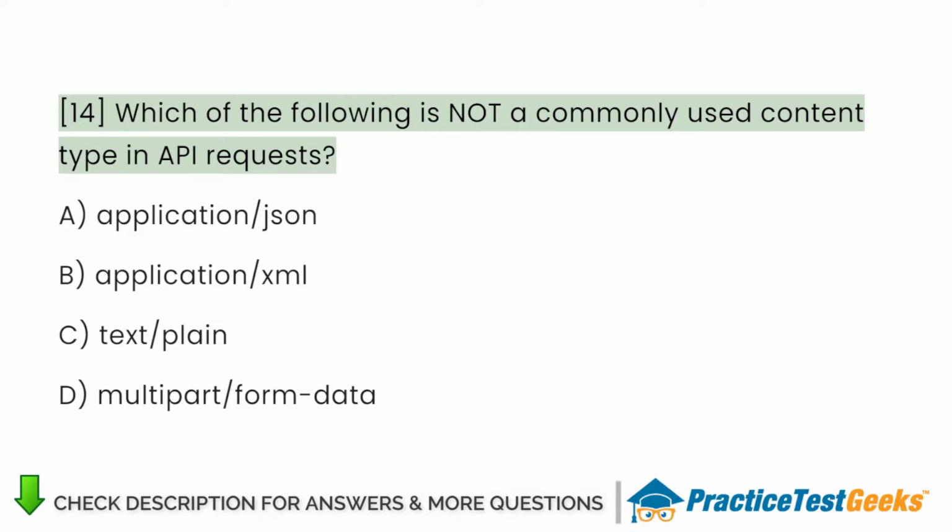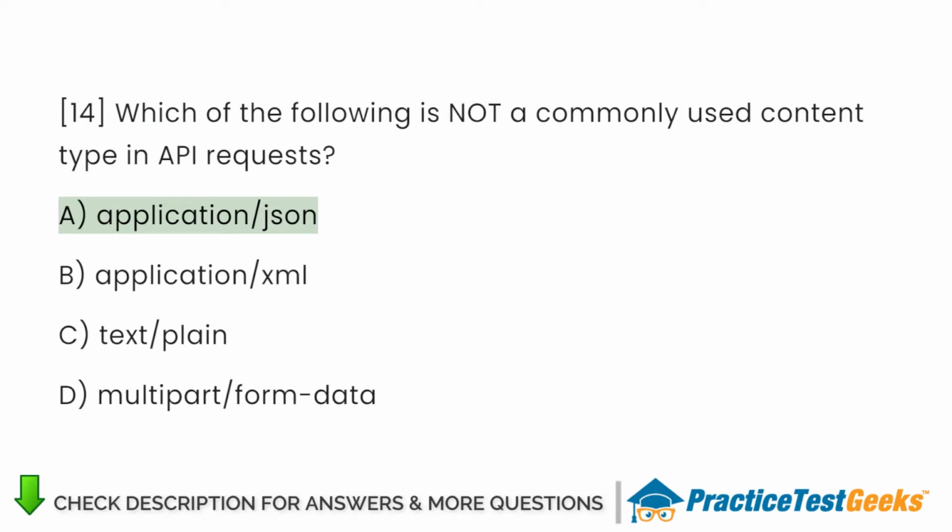Which of the following is not a commonly used content type in API requests? A. Application JSON. B. Application XML. C. Text plain. D. Multipart form data.